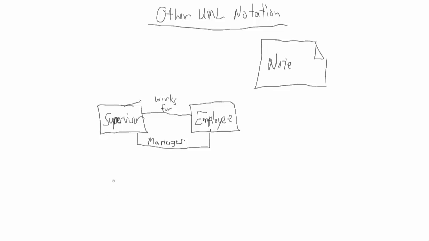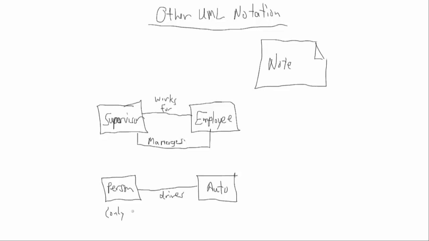You can even model some of the constraints that would be required in a model. So a person is going to drive an auto, but only with a valid license. So there are a lot of variations on UML and UML notation. We've covered most of the basics, but it can be extended and does have a lot of capabilities that those of you who get into that specialty area might dig into a lot deeper.